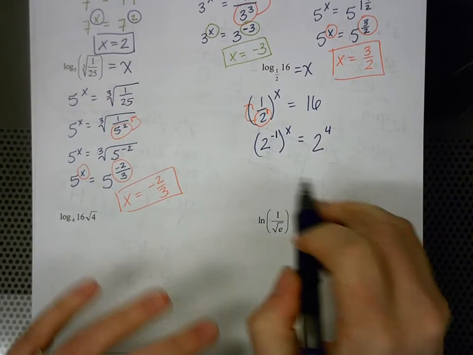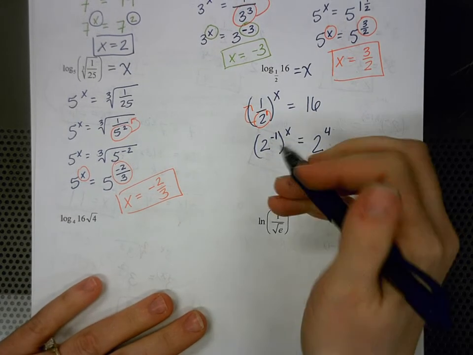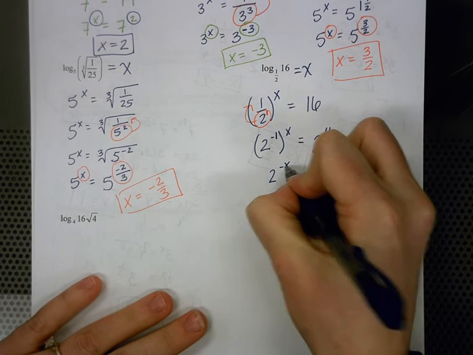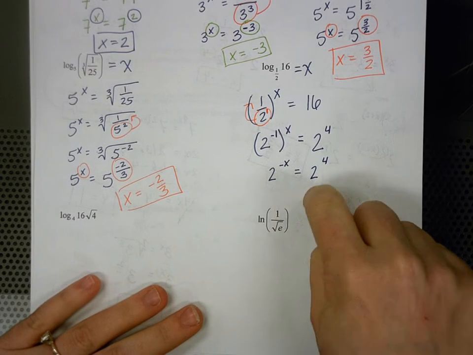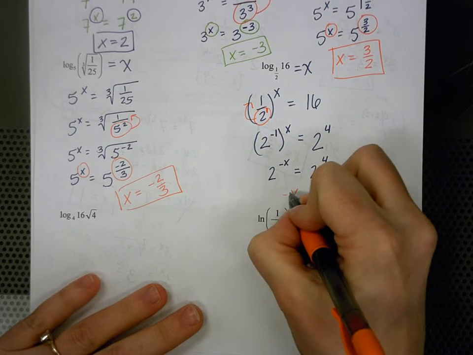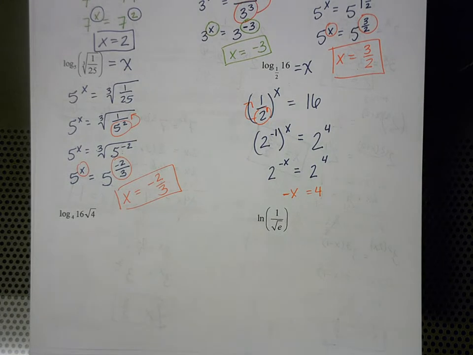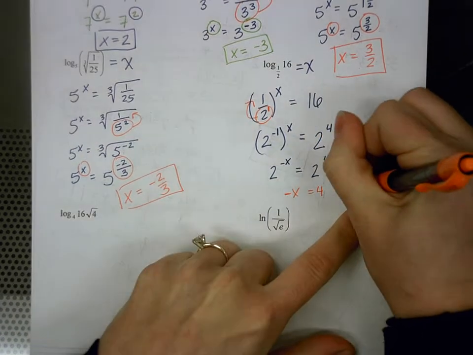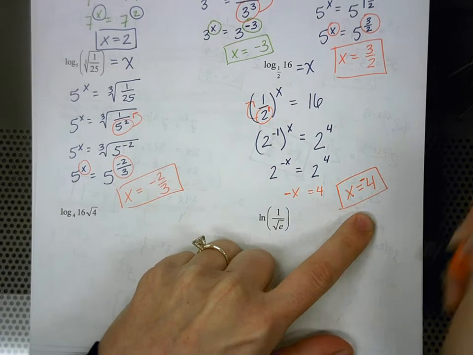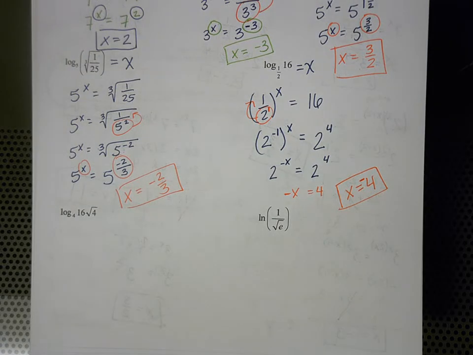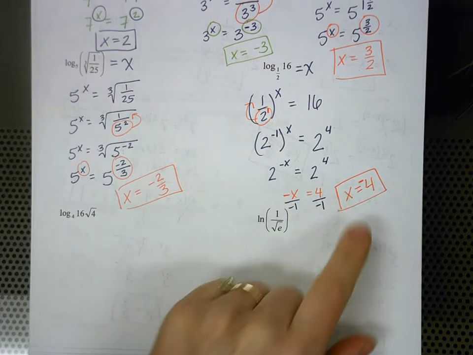Okay, this is power to a power again. What do I do with those? Power to a power, I multiply them. So this is -x equals, well, 2 to the -x equals 2 to the 4th. So what does -x equal? -x equals 4. What does positive x equal? Divide both sides by -1, and you should get x equals negative 4. Almost didn't write that. Divide each side by negative 1. And that's how we get x equals negative 4.